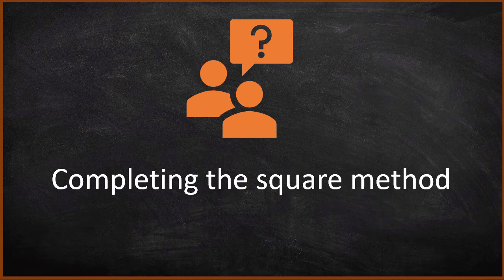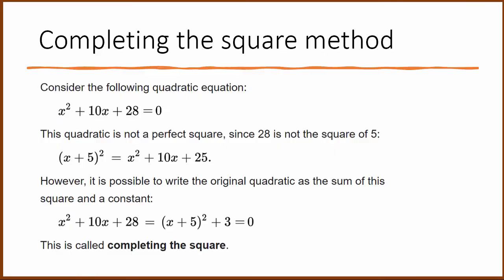Second method is the completing the square method. This is unlikely to appear in the examination, but this is the method that was used to find the quadratic formula. Let's look at what this method is. Let's take this example. Consider the following quadratic equation. So we have a quadratic equation, x squared plus 10x plus 28 equals 0. Now this quadratic equation is not a perfect square. Why? Because 25 is not a square of 5.